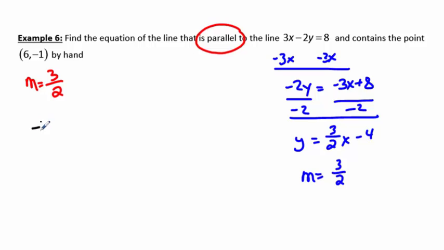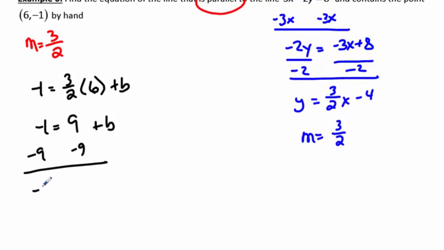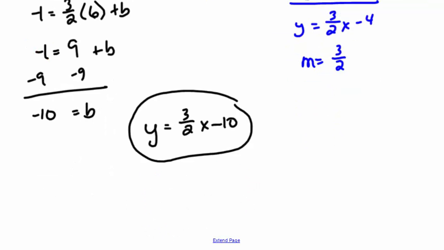Let's plug in our ordered pair. Negative 1 equals 3 halves times 6 plus b. So negative 1 equals, 2 goes into 6 3 times, 3 times 3 is 9. So 3 halves times 6 is 9, plus b. And subtract 9 from both sides to solve for b. Negative 10 is your b value. So the new equation, the equation of the line that is parallel to the one we were given, is y equals 3 halves x minus 10. On the next page.